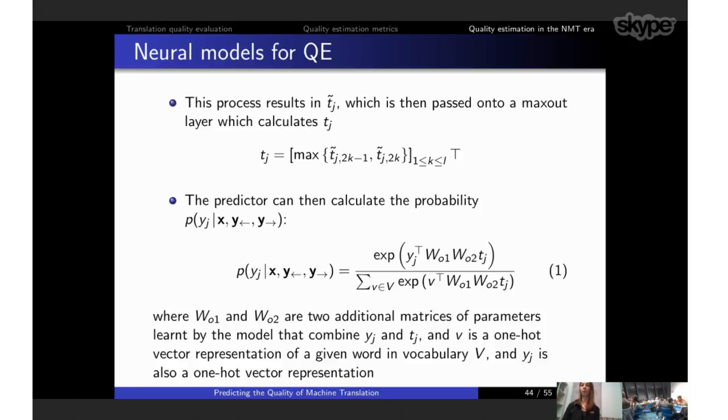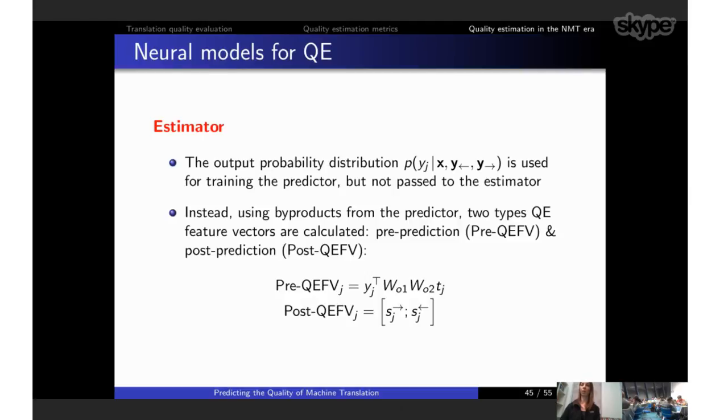Except that we are not really interested in the final probability. If we wanted to know how likely it is that a given word happens in a translation, given the source and the context in this translation, then this is what we'd be doing. We'd be looking at this probability. But actually, this is not what they do. They're not interested in the probability, but in the final byproducts of this process, and this is what they call the quality vectors.